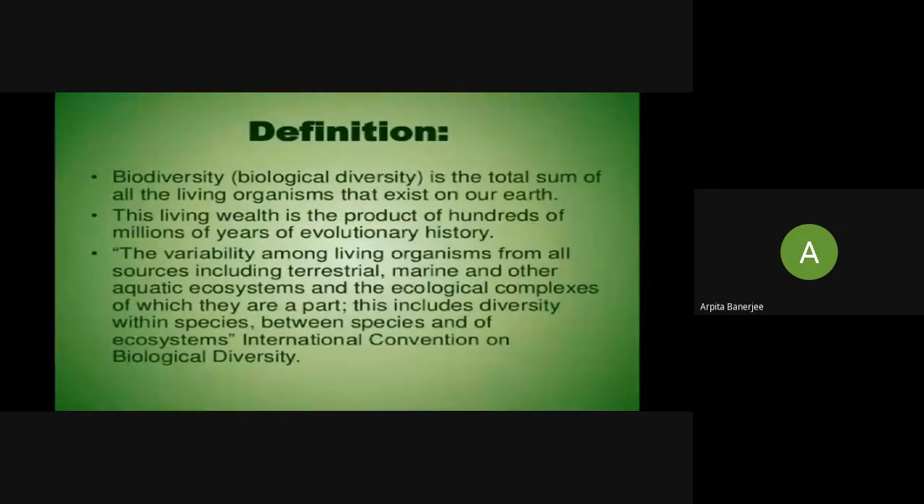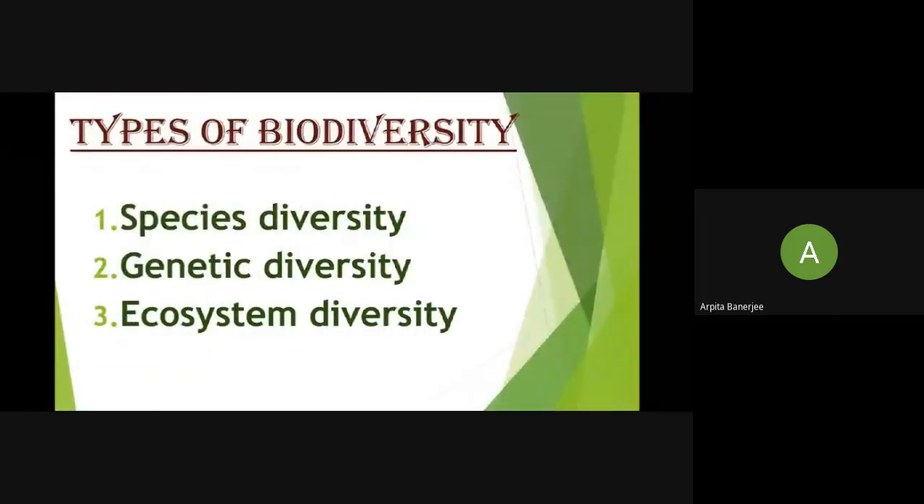It is the variability among living organisms from all sources, including terrestrial, marine, and other aquatic ecosystems, and the ecological complexes of which they are a part. This includes diversity within species, between species, and of ecosystems. And not only that, biodiversity has three levels. Now we will know about the three levels of biodiversity. So what are they?